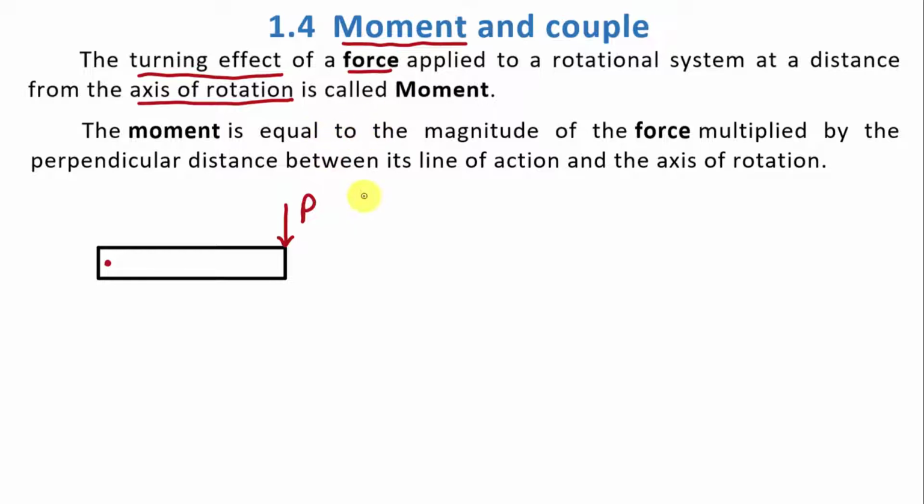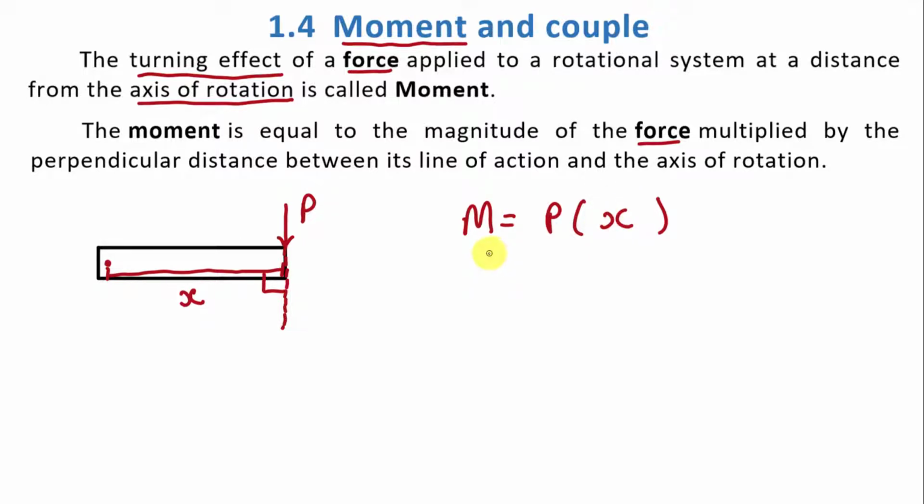Now how to find the value of moment? Moment is denoted by M. The moment is equal to magnitude of force multiplied by the perpendicular distance between its line of action and the axis of rotation. So here what is the value of load? Value of load is P, and multiplied by, we have to take distance between the line of action of this load, which is this line, and the axis of rotation, which is at this point. So we have to take perpendicular distance between these two lines. So it will be this distance, and it is perpendicular, right? Let's say this distance is x. So here moment will be P into x.